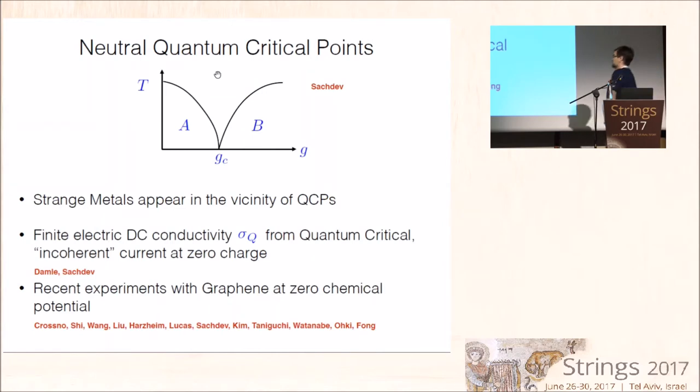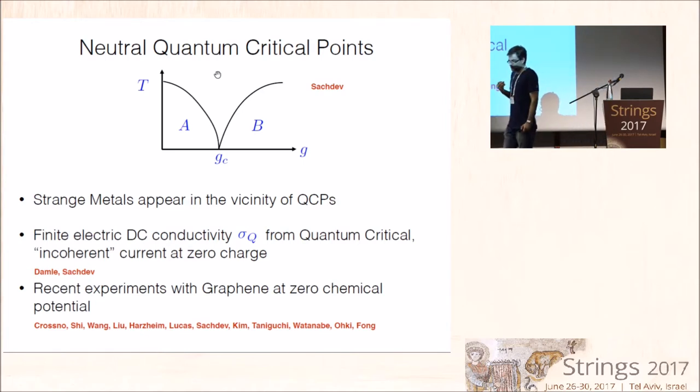And strange or bad metals, you can define them as materials which violate any or all of these properties. Okay, strange metals are very often found in the vicinity of a quantum critical point. And quite often, quantum critical points in condensed matter are described by relativistic conformal field theories. Now, let me imagine that I have this blob of matter, this soup of matter, which is at finite temperature, and it is at zero chemical potential.